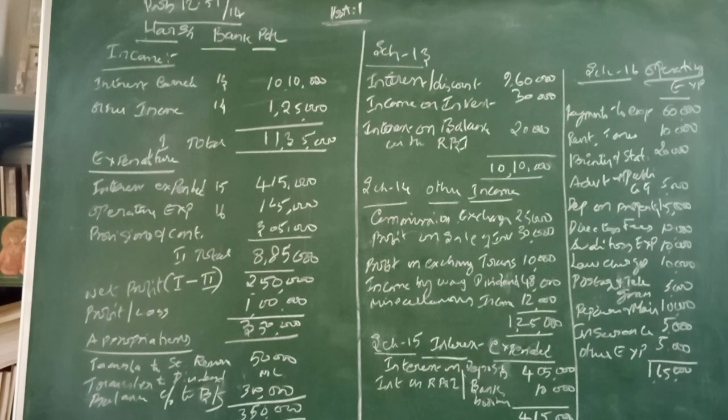Then the next items are interest on current accounts and interest on savings deposit. These two go to interest expended. Why? Here you should know one technical aspect. Normally for a current account no interest will be paid. Only a savings bank account or savings deposit has interest. That is the general tendency. But here it is specifically given as interest on current account, so we are taking it in interest expended.